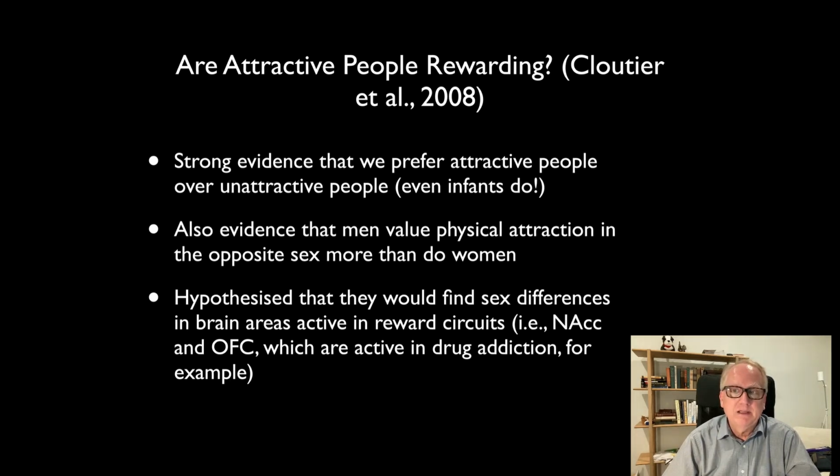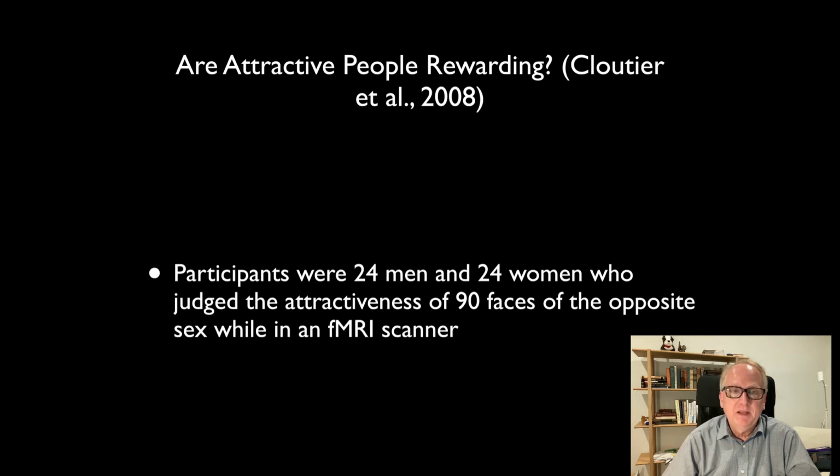So what they did is they had men and women in this study who judged the attractiveness of 90 faces of the opposite sex while they were in an fMRI scanner. So you're lying there on your back in an fMRI scanner, staying very still, and you're being shown one picture at a time, and you rate how attractive you think this person is. And they're all the opposite sex from the sex of the participant.